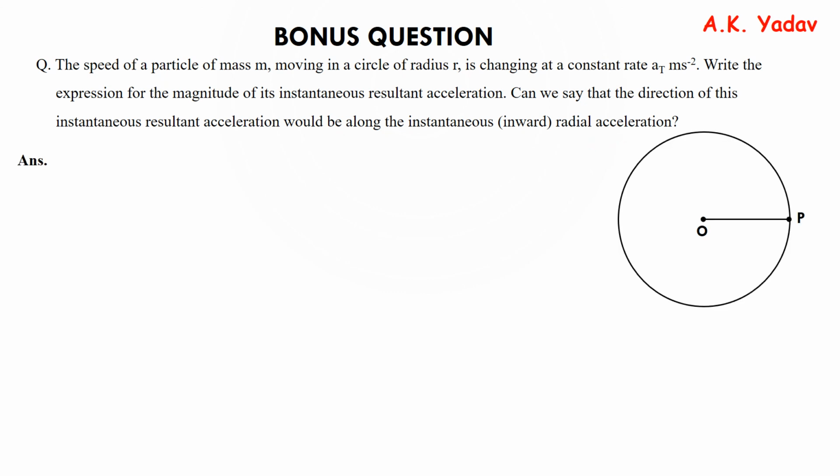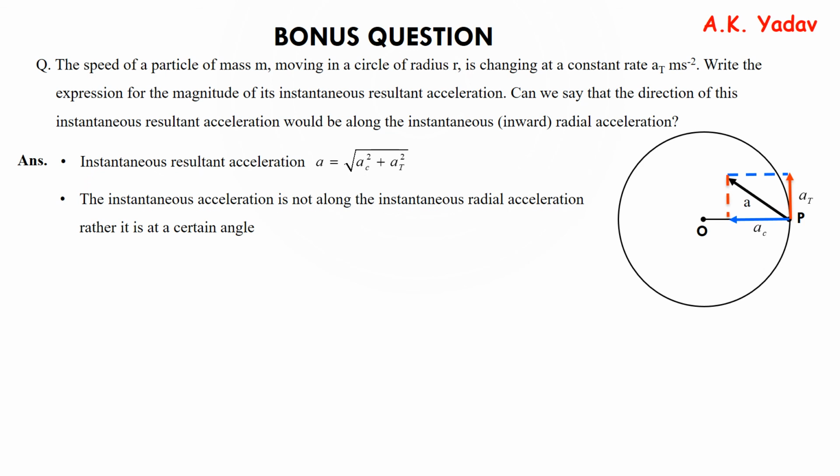So this was the circle OP. This is the centripetal acceleration. This is your other acceleration, AT. This is the resultant. So the instantaneous resultant acceleration A equals the square root of AC square plus AT square, and it is not along the instantaneous radial acceleration, rather it is at a certain angle.